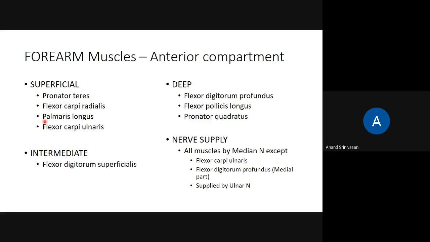Amongst all these muscles, all originate from the medial epicondyle except for the pronator quadratus. And all these muscles are supplied by the median nerve except flexor carpi ulnaris and the medial portion of the flexor digitorum profundus.